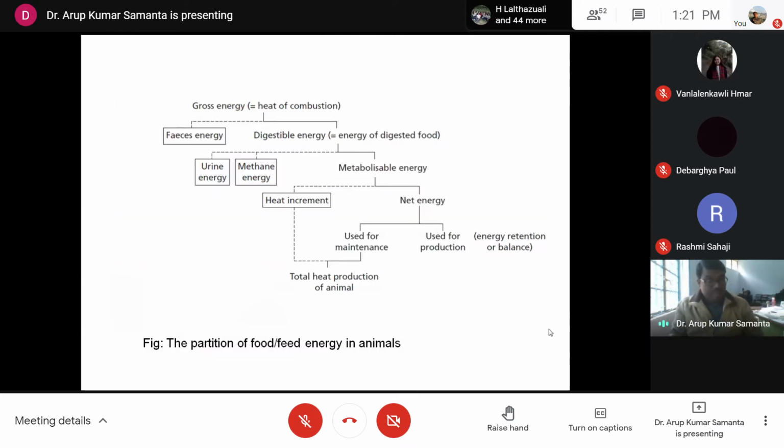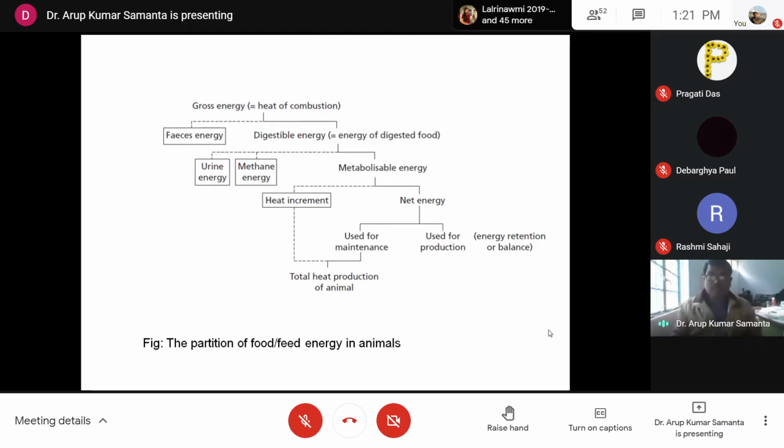Now coming to the partitioning of the energy, as you have already seen, all the energy in the feedstuffs is the gross energy, but this is not the actual energy utilized by the livestock and poultry. Definitely there are some losses of energy in the feed. So how can these losses of energy be measured, and what will you get when the losses of energy are considered from the gross energy?